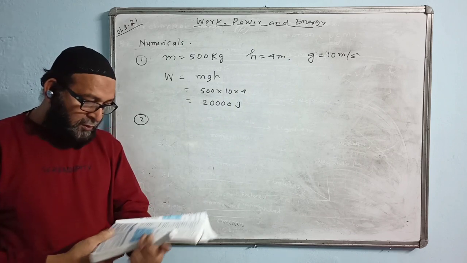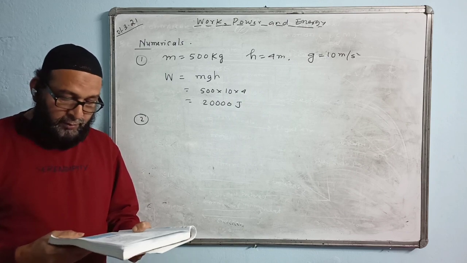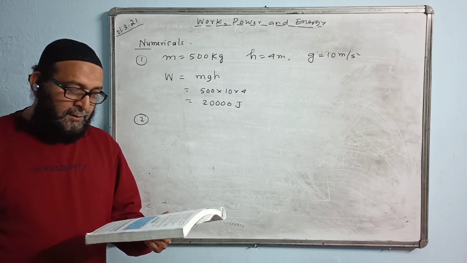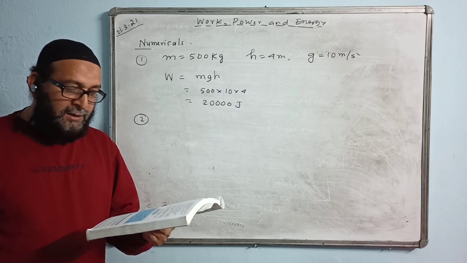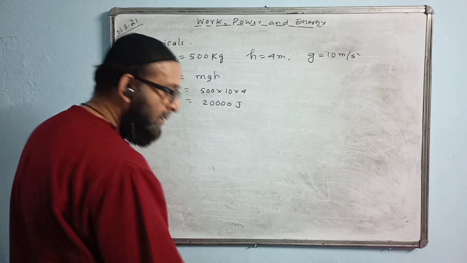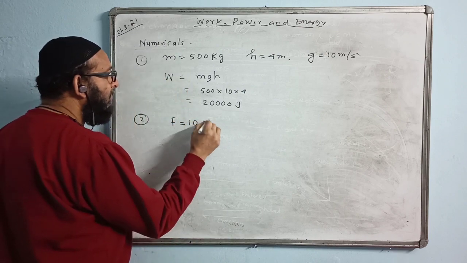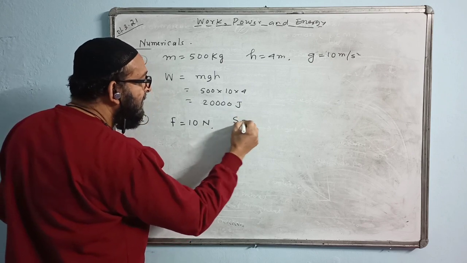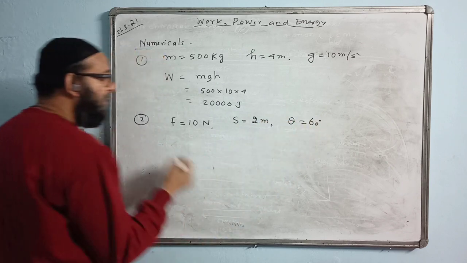Okay, now second question. I read. A force of 10 Newton displaces a body by a distance of 2 meters at an angle of 60 degrees to its own direction. Find the amount of work done. They have given the value of force. Force is 10 Newton. Distance S is given 2 meters, and angle is given 60 degrees.